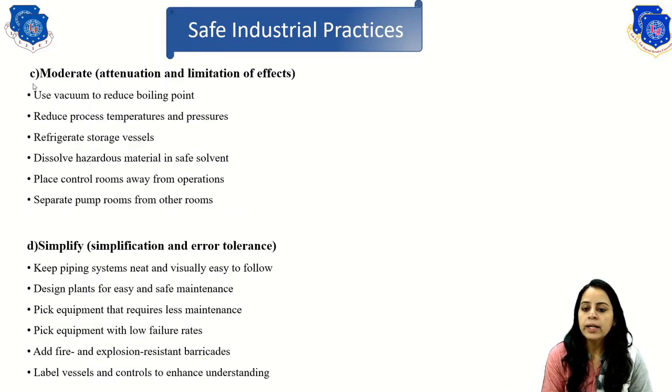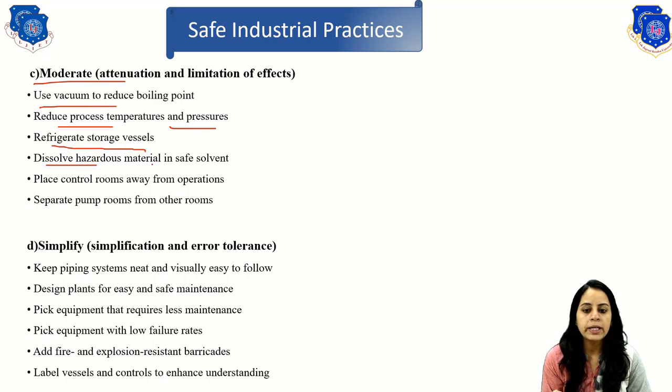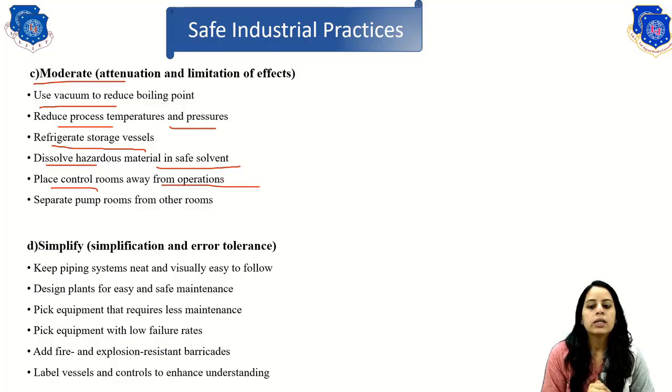The next one is moderate. Use vacuum to reduce the boiling point, then reduce the process temperature and pressure, then refrigerate storage vessels, then dissolve the hazardous material in a safe solvent, then place the control room away from the operations, then separate the pump room from the others. This is moderate, which is a limitation of the effect.